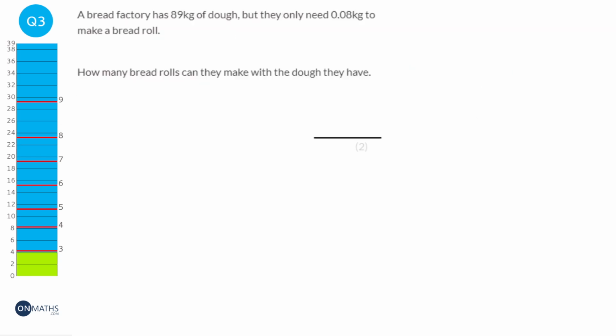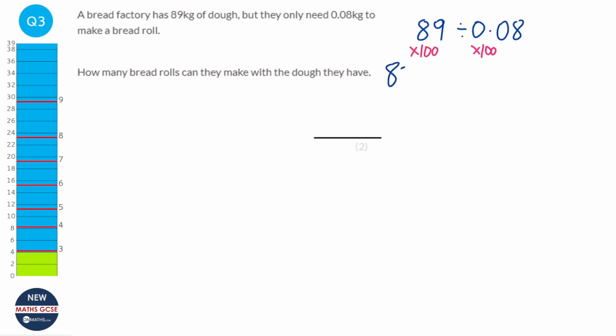So here we're asked to find how many bread rolls we can make. We've got 89 kilograms and it takes 0.08 kilograms to make a bread roll. Something we can do is convert these into grams, or we can just keep it at kilograms, but I've got a neat little trick. If you've got a decimal when you're dividing, as long as you do the same thing left and right, you can multiply them by 10 or 100. In this case, we're going to multiply both by 100 because it will make the division a lot easier, because instead of 0.08, it will just make it 8.